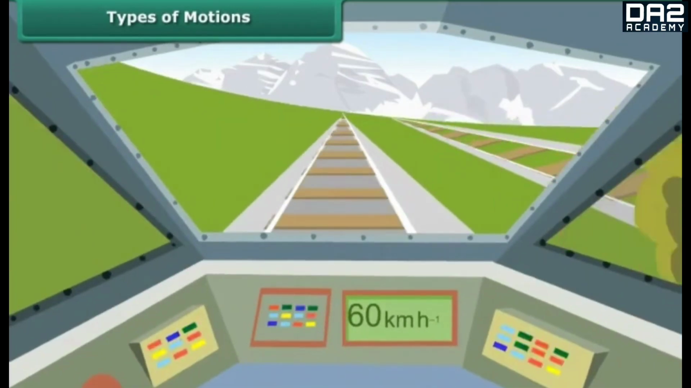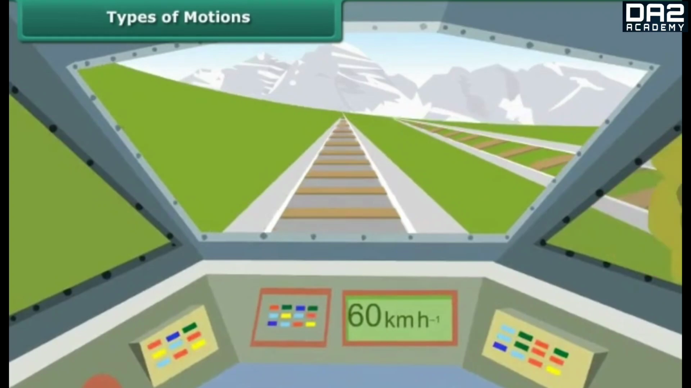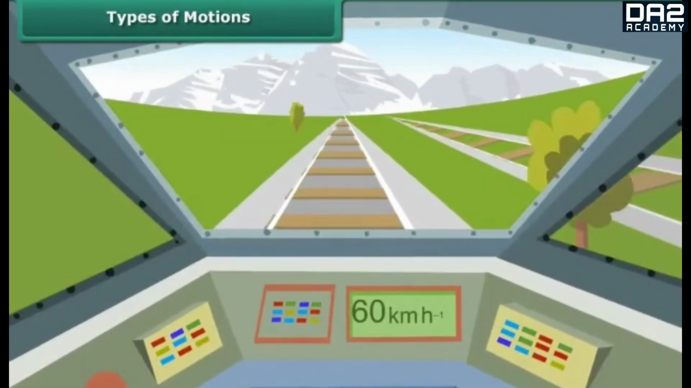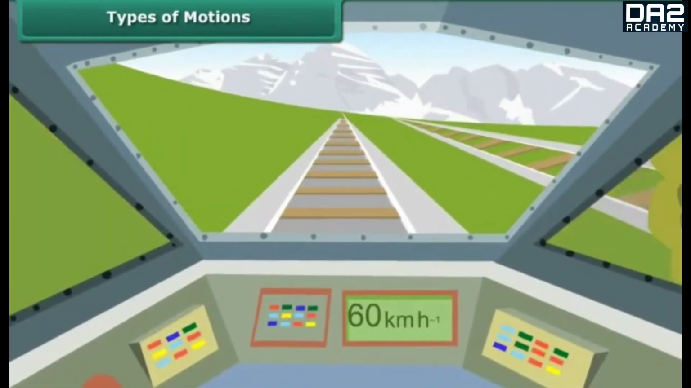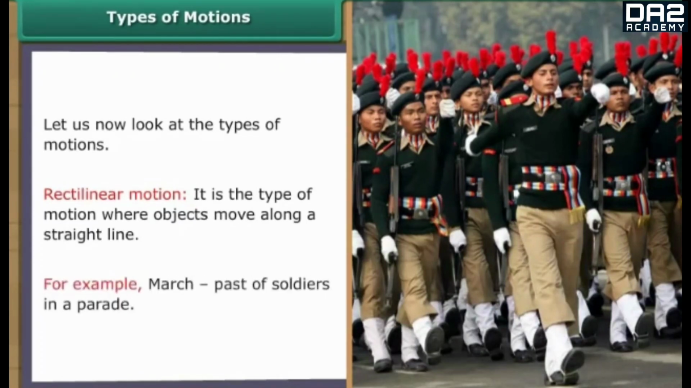Types of motions. As you know, motion is the change in position of an object with time. The change in its position can be determined through distance measurements. Let us look at the types of motions. Rectilinear motion. It is the type of motion in which objects move along a straight line. For example, the march past of soldiers in a parade.